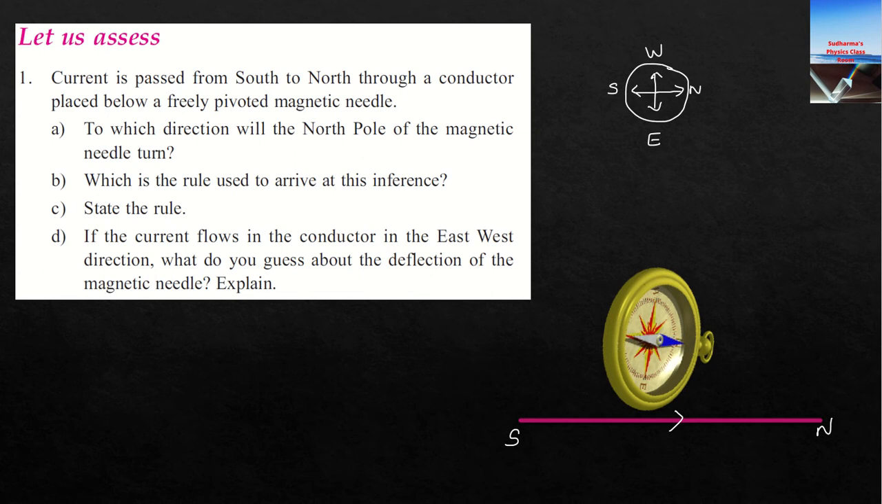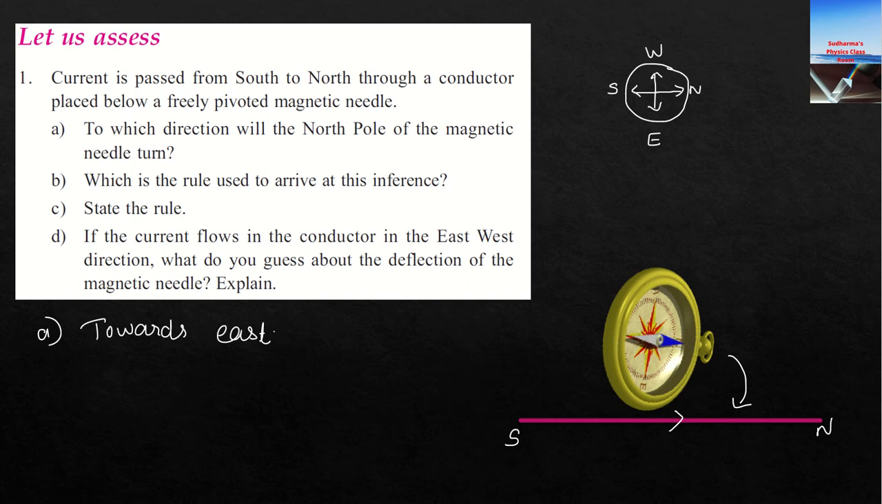If you apply that, the magnetic needle is kept over this current carrying conductor, right? So we see that the magnetic field lines are into the plane. When you try that, your curled fingers will be trying to pierce this paper. So we can say that the compass needle's north pole will be moving towards the east direction. So the answer of question A is towards east.